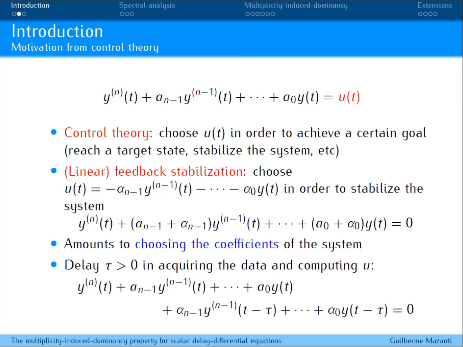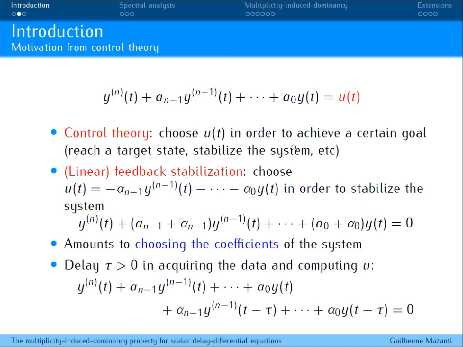For instance, I may want to reach a certain target state, so I may want to choose u such that my solution after some time is equal to a target state. Or I may want to stabilize the system, meaning that I may want to choose this u in such a way that with my choice, solutions of the system converge to 0 or to a prescribed state. A very classical technique for that is what we call linear feedback stabilization. Linear because this is a linear function, feedback because we're using information on the state y to do the stabilization. So we choose u as a linear combination of the function y and its derivatives at time t in order to stabilize the system.